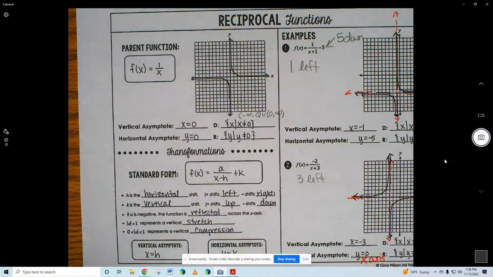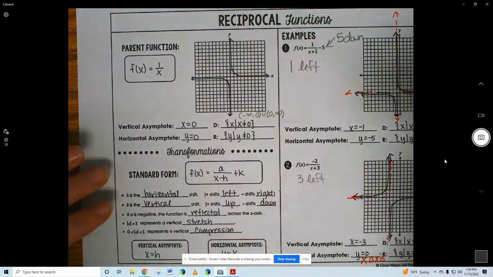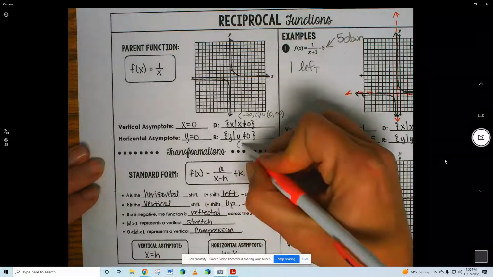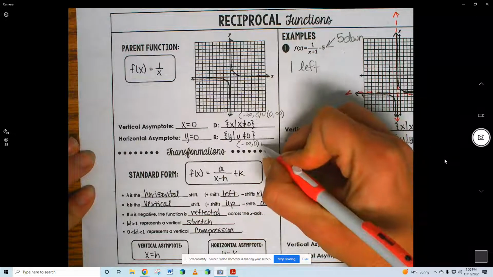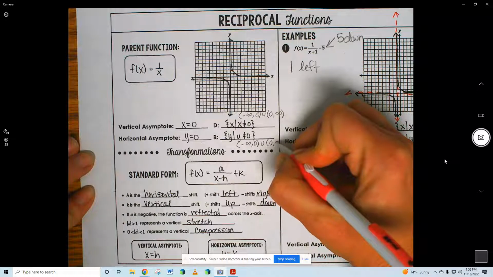The range would actually be the same, low to high. Negative infinity to 0, union, 0 to positive infinity.